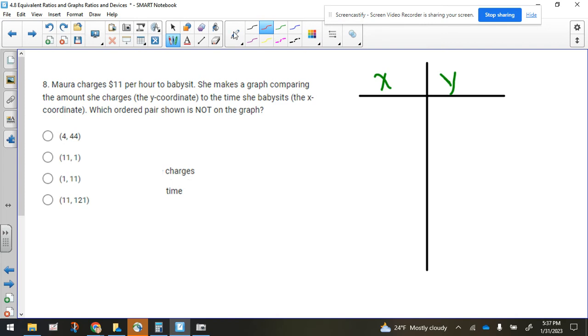Hey everybody, Mrs. Bianchi. We're looking at number 8, which is a little trickier than you realize when you first read it. So let's dive in.